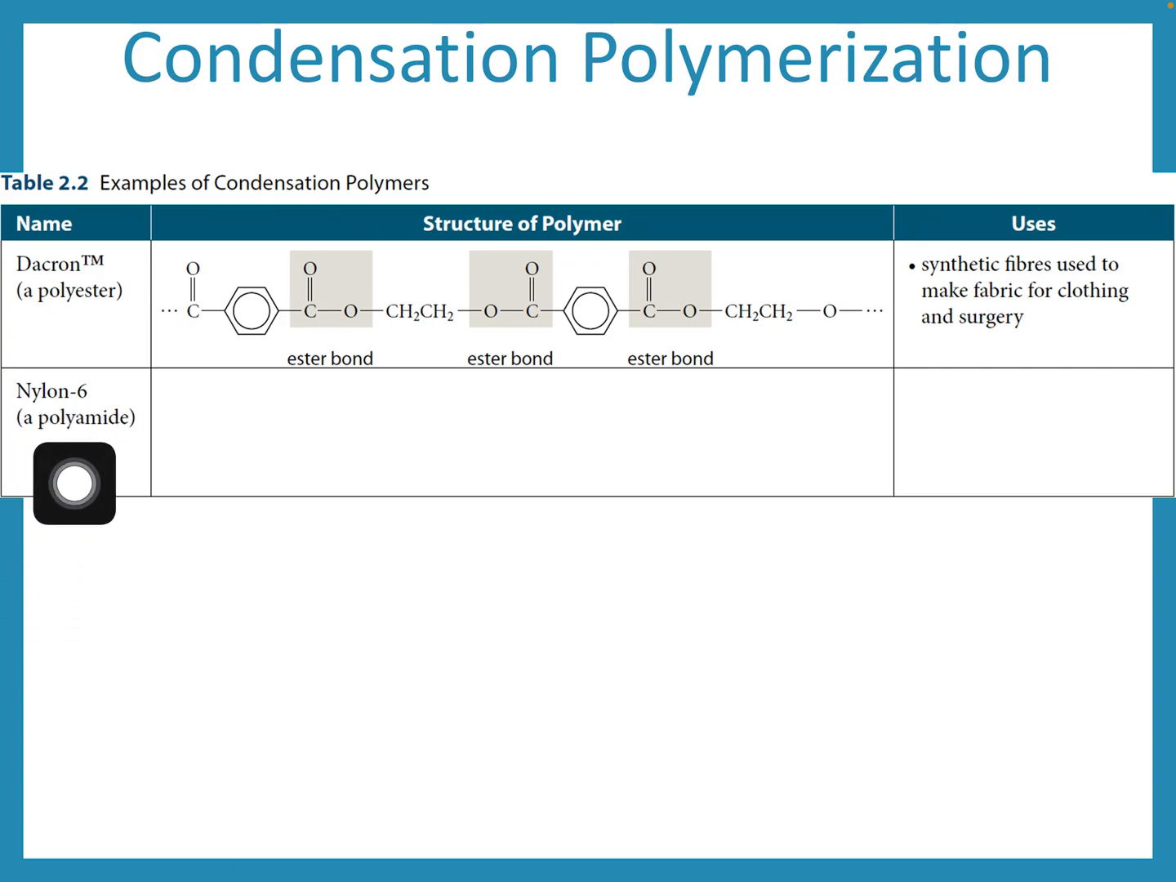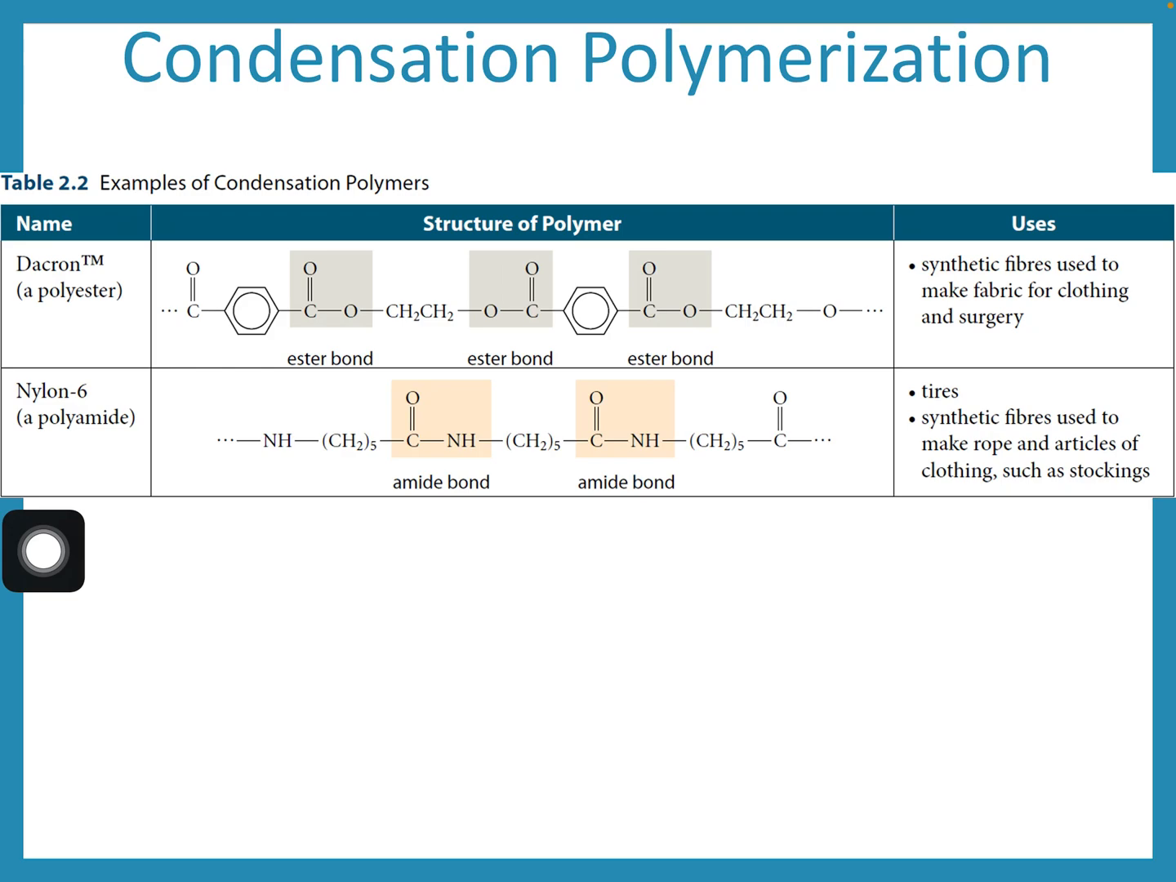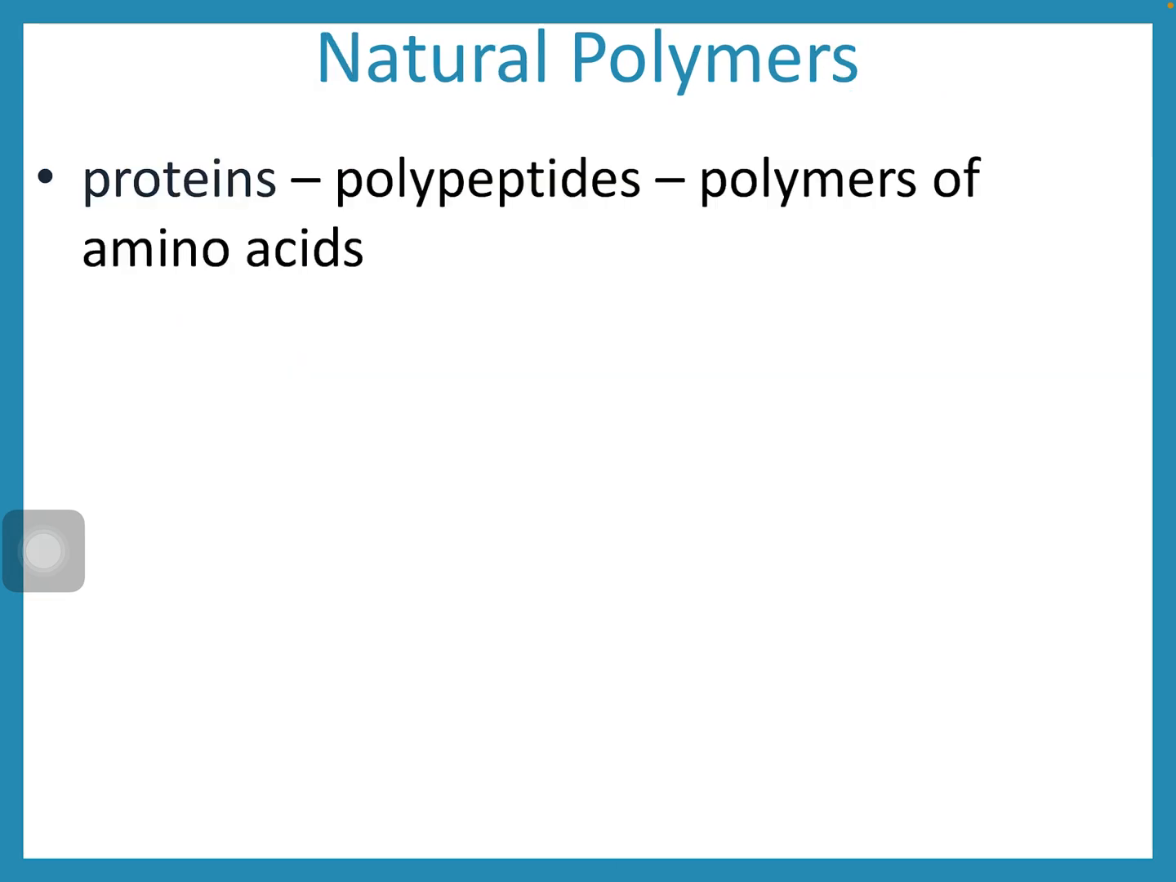Nylon 6, this is a polyamide. So here is the structure for that, and here we have amide bonds that we see. Uses for that are tires and also synthetic fibers for rope and different types of clothing like stockings.